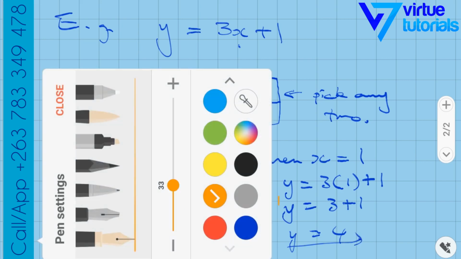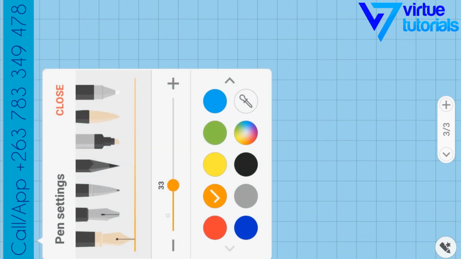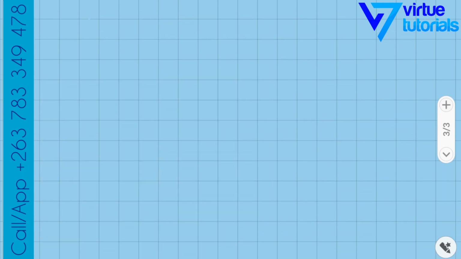So we can write 4 there. So we have 0, 1 and 1, 4 as our 2 points, right? So the first point will have an x value of 0 and y value of 1. The second point will have an x value of 1 and a y value of 4. So those are the points we have: the point 0, 1 and another point 1, 4.